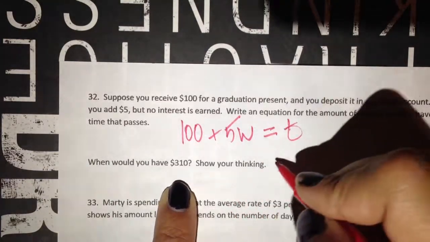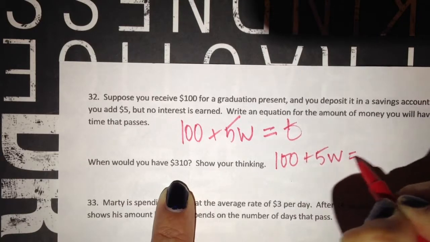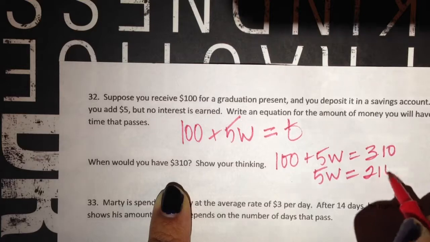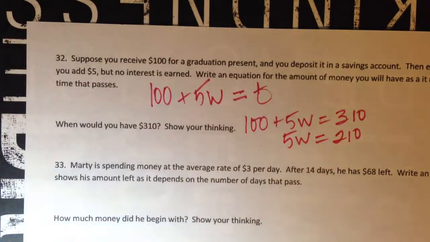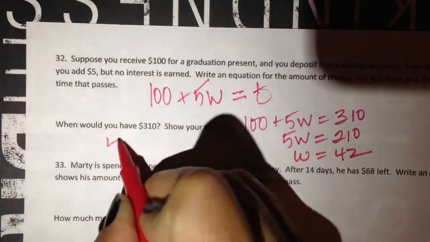Weeks is W, total amount is T. When would you have $310? 100 plus 5W. When's it equal to 310? 5W equals 210 if I take 100 away from both sides. And if I divide 210 by 5, it would take 42 weeks to make that happen. 42 weeks.